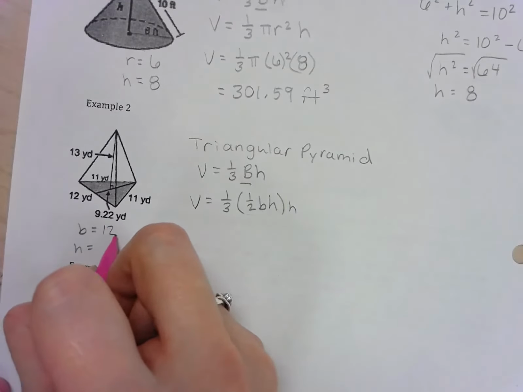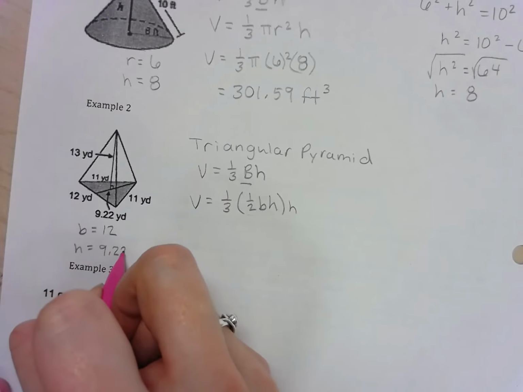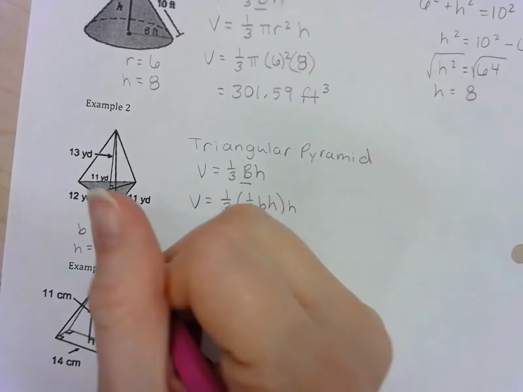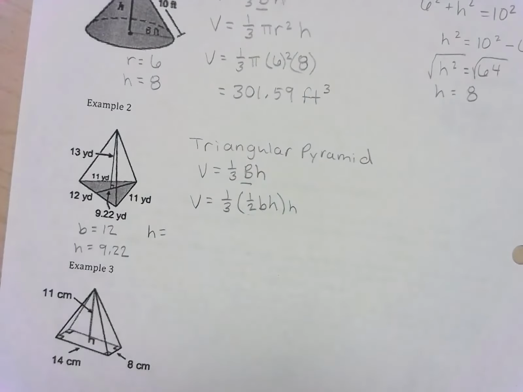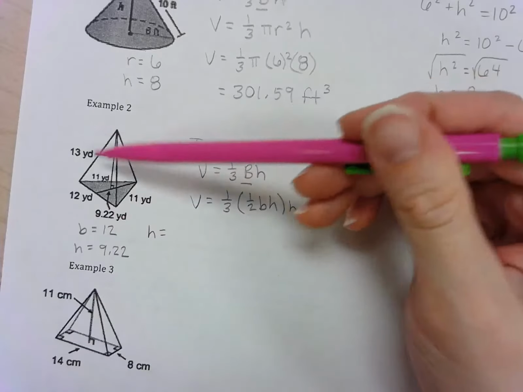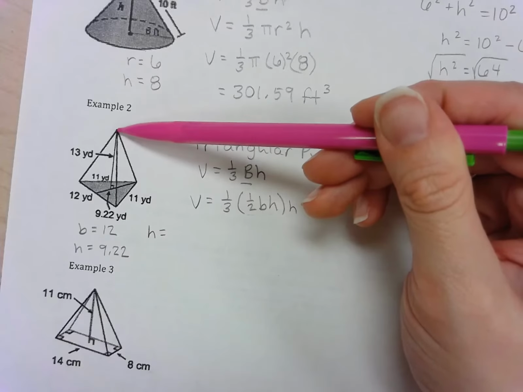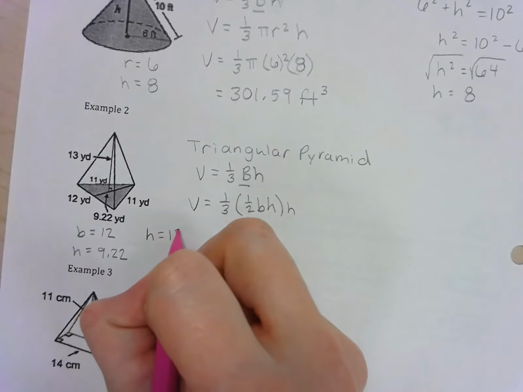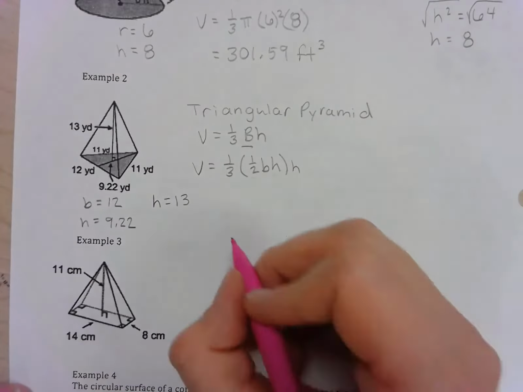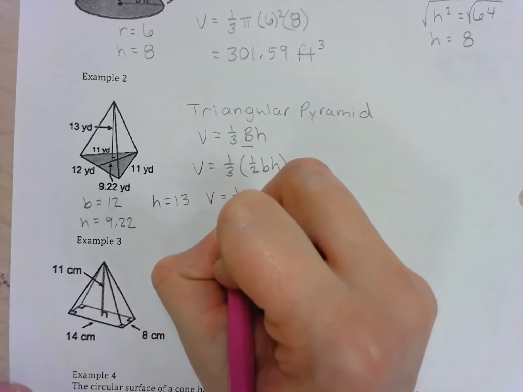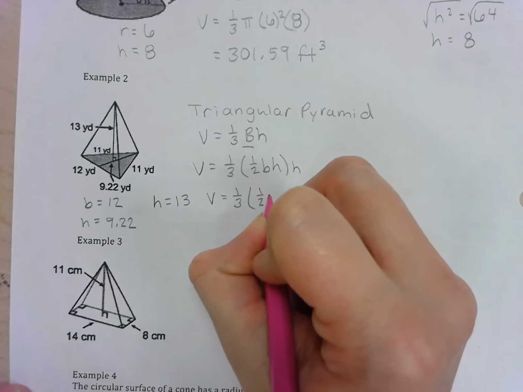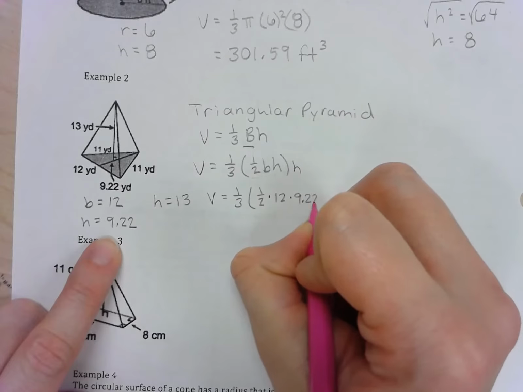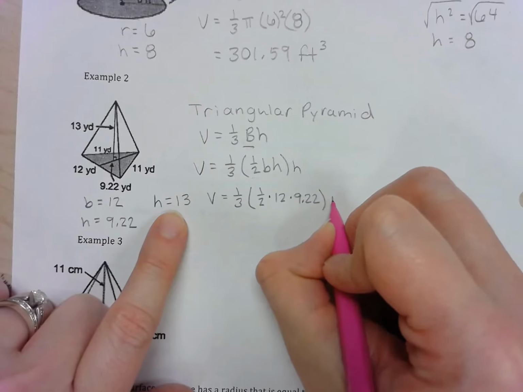So 12 is the base, height of 9.22. Well, then the last H will be the height of the entire picture. So looking at the entire picture from the point, the vertical line that goes to the base figure, that is a height of 13. So let's plug in those values. So our volume is going to be 1/3 times 1/2 base, which is 12, times height, which is 9.22, times the height of the entire figure, so 13.